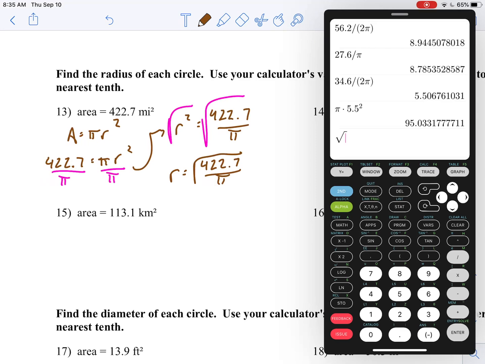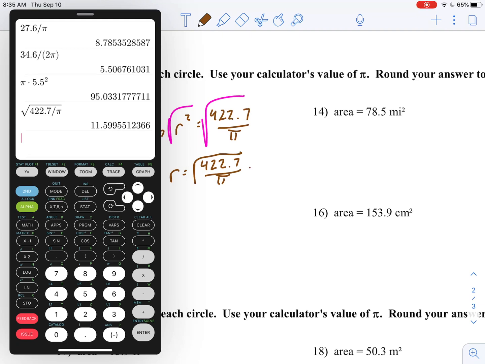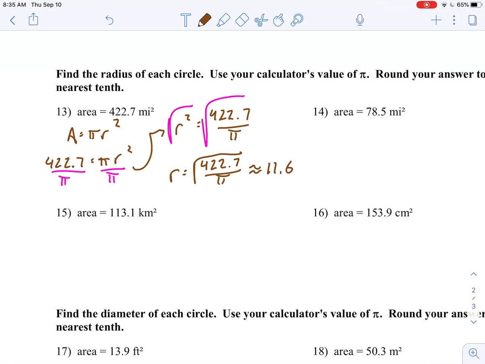Let's see, I have 422.7. Just one thing you have to watch out for is make sure on your calculator all of these values are underneath the radical. If they're not, you might have to use some parentheses. So I have 11.6, and that's the radius. So it's a linear distance, so it's just miles.